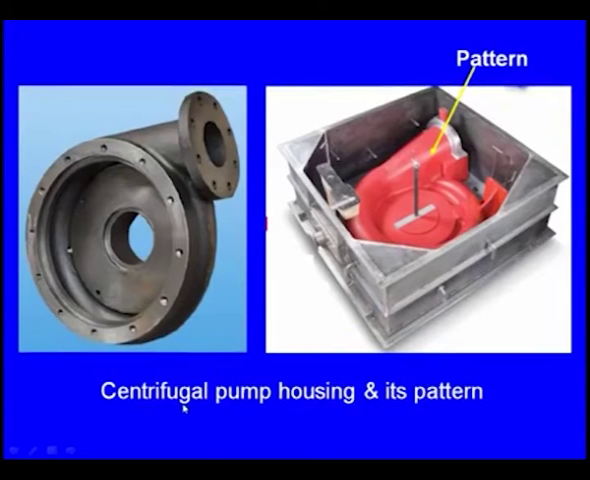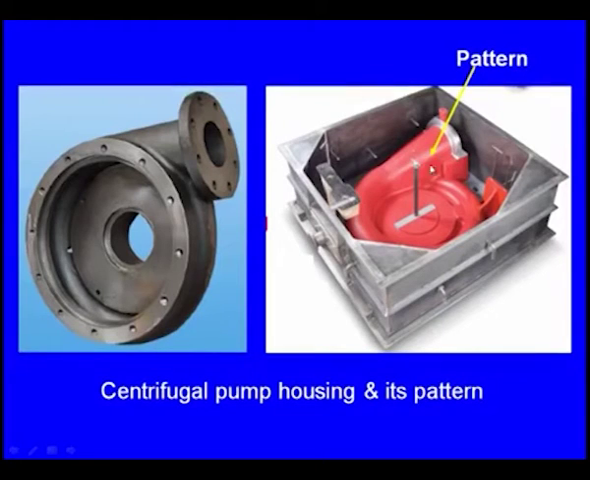And here you can see we wanted to manufacture the housing of a centrifugal pump. So, this is the housing of a centrifugal pump, and here we can see this is the pattern for that. These are the moulding boxes, and in this moulding box we have kept the pattern. This is mostly a wooden pattern, and around this wooden pattern we put the moulding sand, compact it around it, then after the compaction is over we remove it, then we pour the molten metal. So, this is the concept of the pattern.